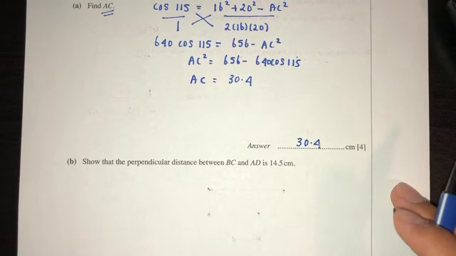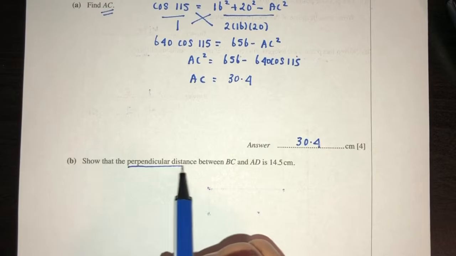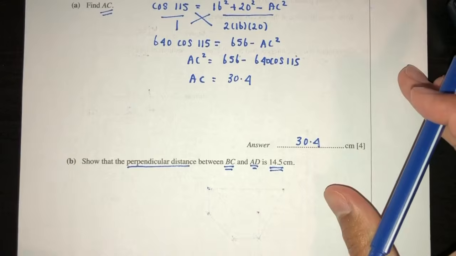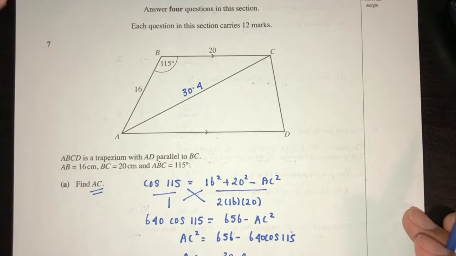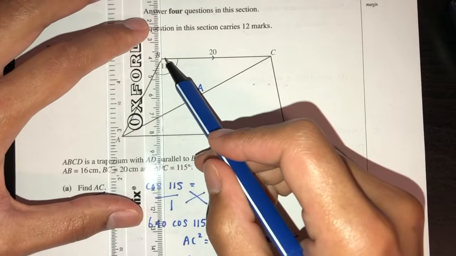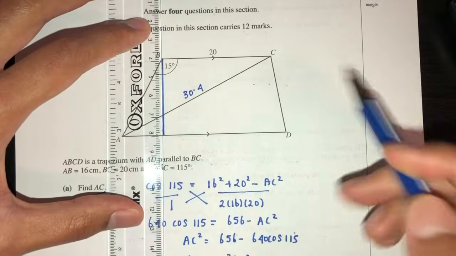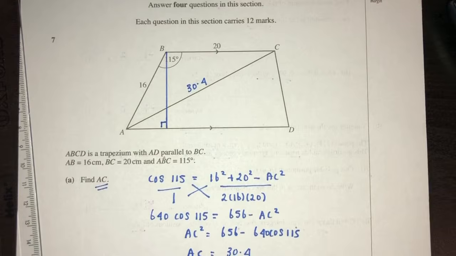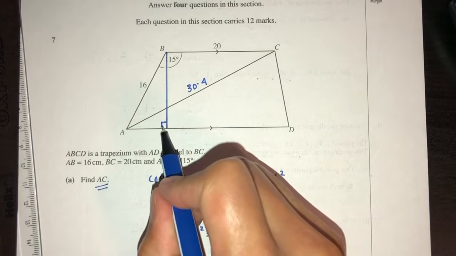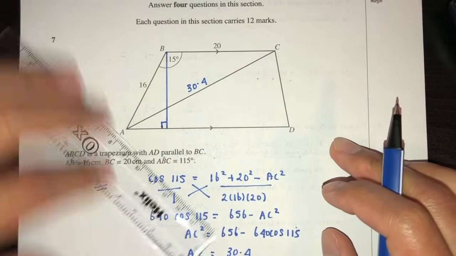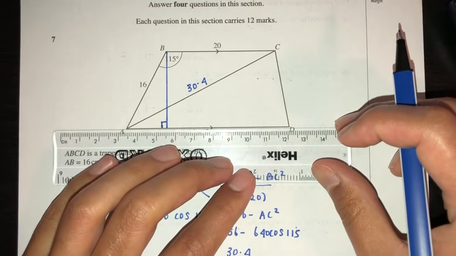Now for part B, show that the perpendicular distance between BC and AD is 14.5. So show that the perpendicular distance between these two, so this distance, is equal to 14.5. So how would you find this distance? Let's see what else we can do.